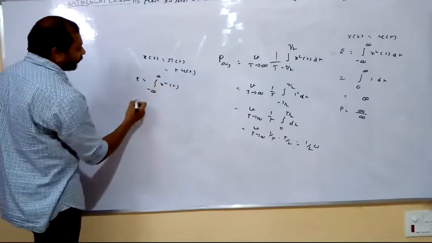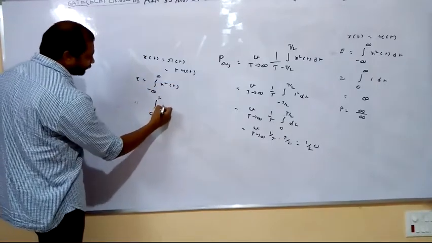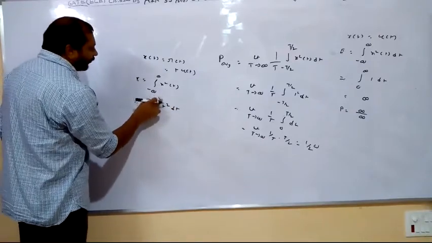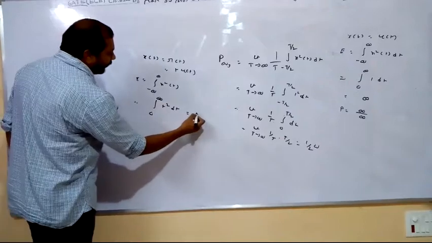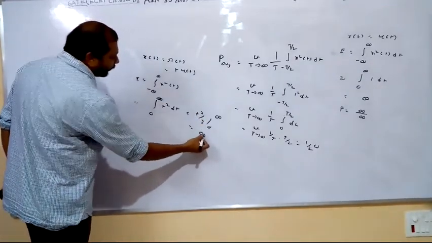So this value is equal to integration, because u of t is equal to 0 to t square dt, integration 0 to infinity t square dt. So this value is equal to t cube by 3 from 0 to infinity. This value is equal to infinity.